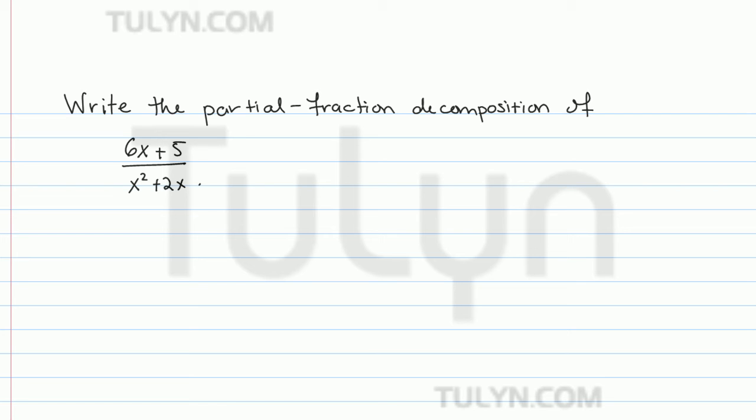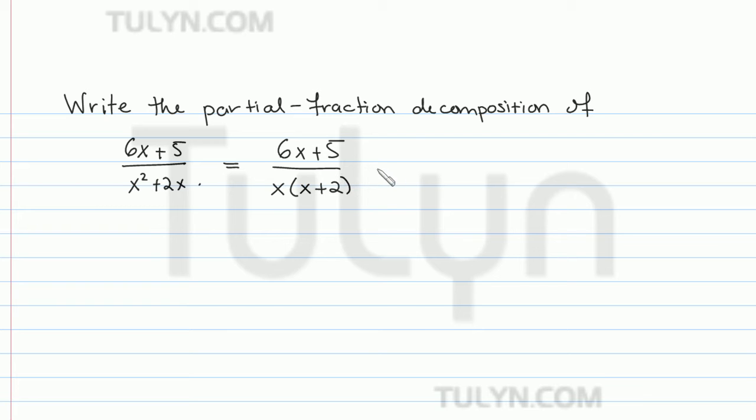Write the partial fraction decomposition of the rational expression (6x + 5)/(x² + 2x). Now the first thing we need to do for the partial fraction decomposition is factor the denominator. So we can factor out an x from each term, and what's left over is x + 2.